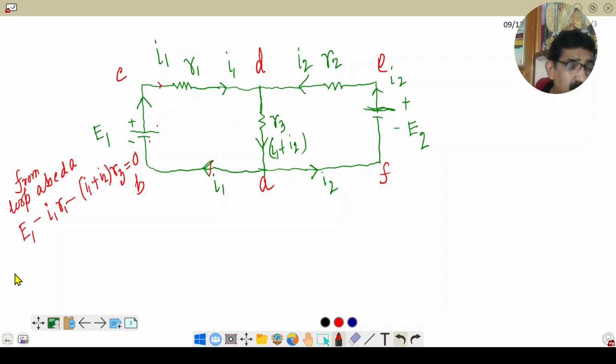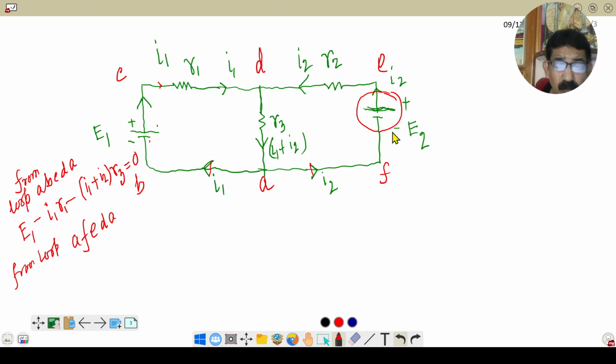Now from loop AFEDA, again A to F, F to E, E to D, D to A. This is the closed loop. Now, if we consider this loop, this part does not require any notation because there is no source of EMF or no resistance here. But at this part, there is a source of potential.